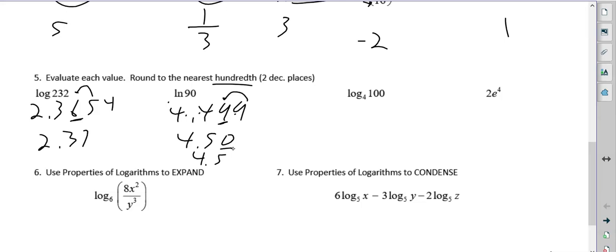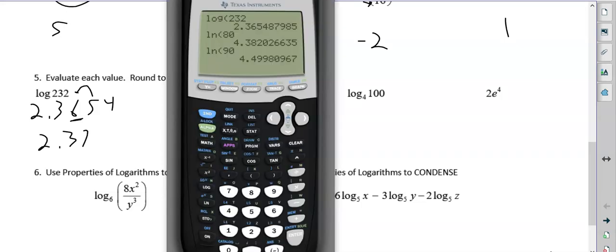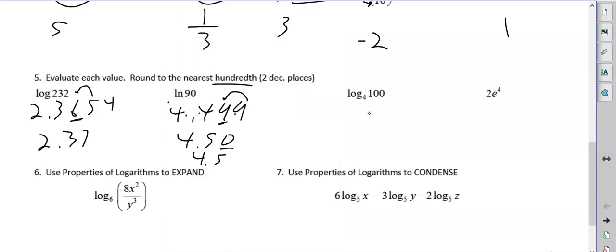Okay, now we do have a base of 4. So this time we need to go to the math key and go up to A, or down, whatever, log base, and put in the 4. Then you go over here with the arrow and put 100. In other words, 4 to what power is 100? Okay? 3.32.